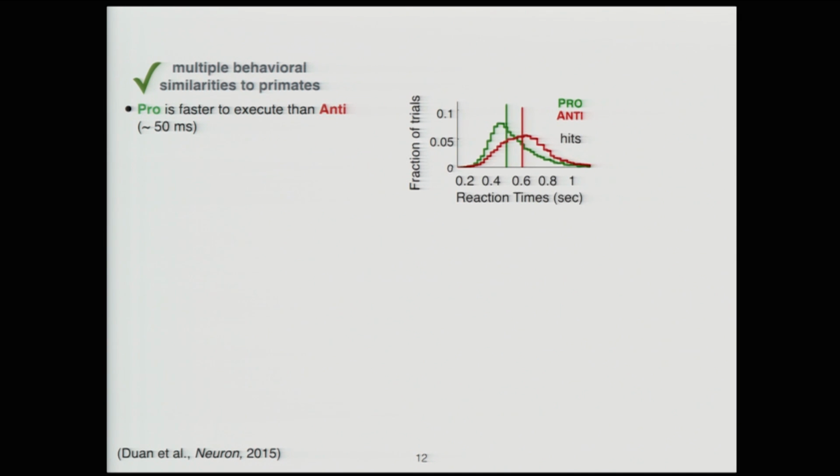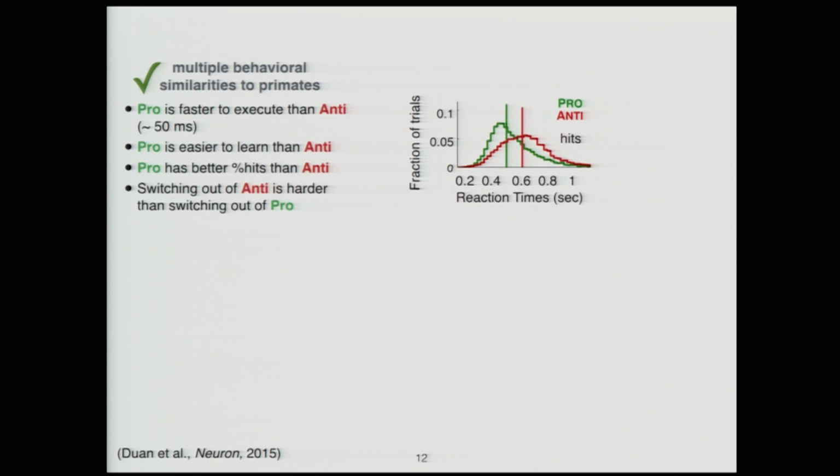We compared the behavior of the rats in this task to similar tasks in primates. And it turned out that we found a lot of similarities. So first, the one that I already told you, that pro is faster to execute than anti. We also found, I haven't shown you the data for this, that pro is easier to learn than anti. If we ask them to learn just one thing, just pro, versus learn just anti, pro they learn in one session, anti it takes them many sessions to learn. The percent correct on pro is higher than on anti, especially when the two are intermixed with each other. And if we run the trials in little blocks, say a sequence of anti-trials followed by a sequence of pro trials, switching from anti to pro is harder than switching from pro to anti.